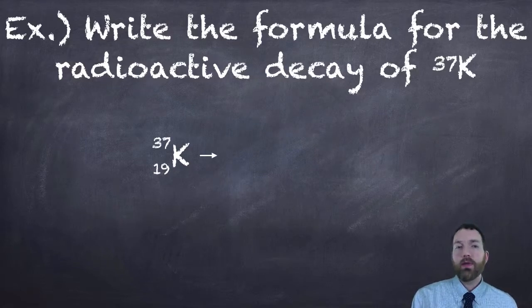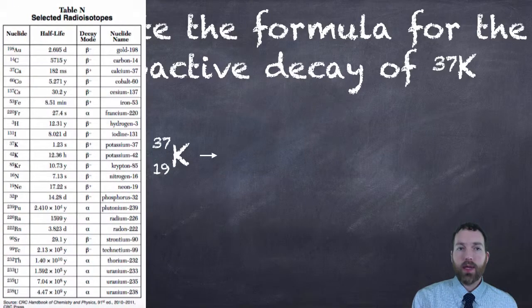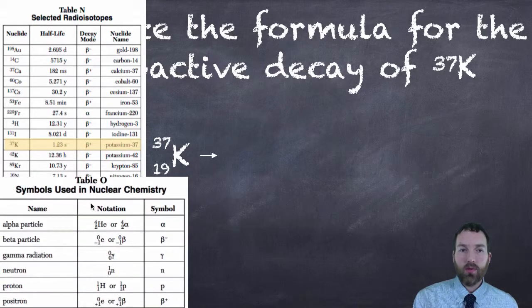So next we need to figure out the type of decay mode. So we go to Table N and we scan until we find potassium-37. And there it is, potassium-37, or K-37, undergoes this decay mode. It's got this little B with a plus sign. So we didn't do an example of that. So you need to know to go to Table O and figure out what the B with the plus sign is. That's called a positron, and positrons look like this. A positron is like an electron, but instead of being negatively charged, it's positively charged. Okay, so we're going to write that symbol in, 0 with a +1.